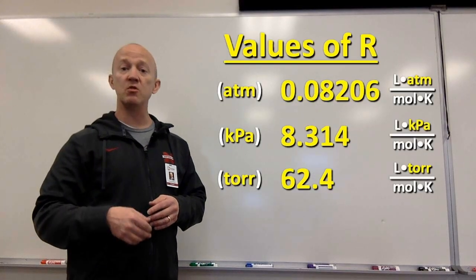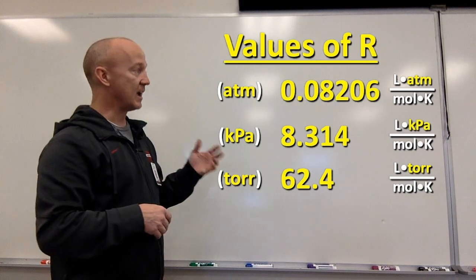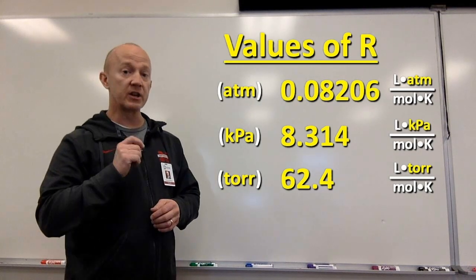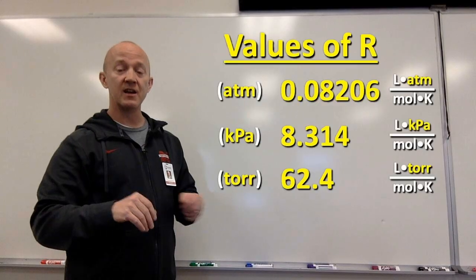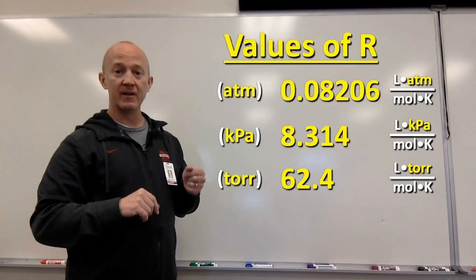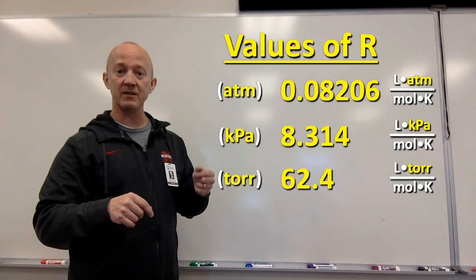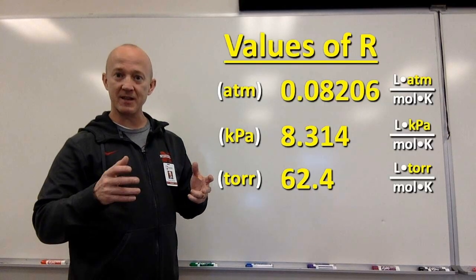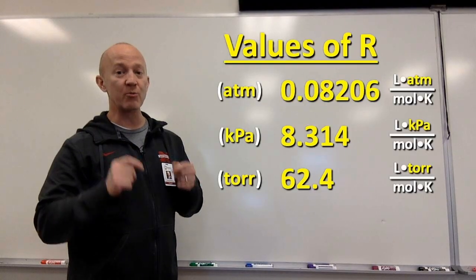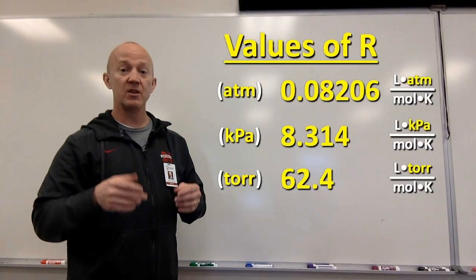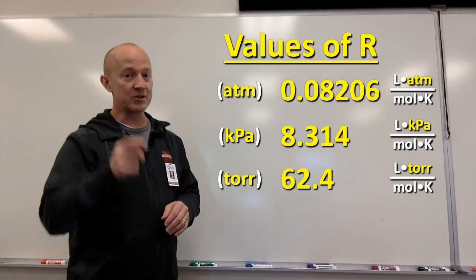But if you happen to be using kilopascals instead, your R value will be 8.314 liter kilopascals over moles Kelvin. This may occur to you already, but just in case, 8.314 is 101.3 times 0.08206. Why is that? Because 1 atmosphere is equal to 101.3 kilopascals. You get it? So if the units of pressure change, no big deal. There's an R value for that.